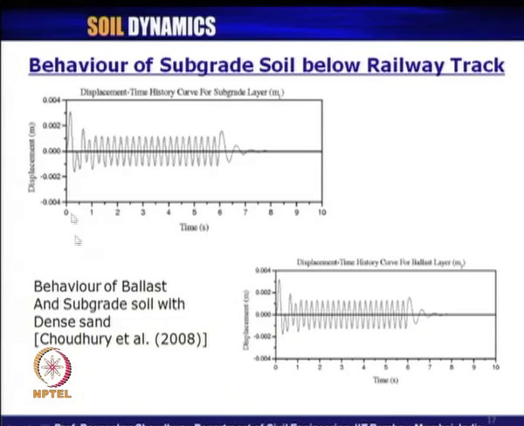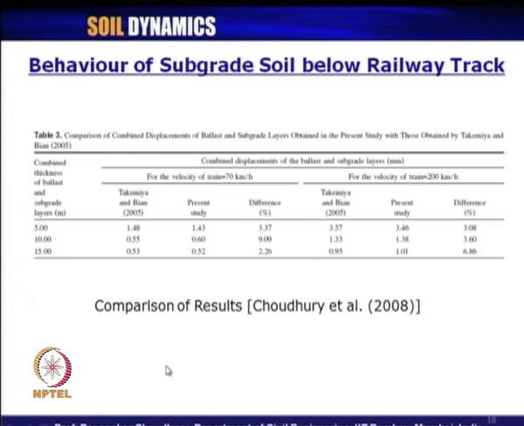Finally, the results have been obtained. You can see the profile of displacement for the subgrade layer with respect to time, and this is for the ballast layer. So, from this you can get how much maximum displacement is going to occur. We are concerned about this maximum value of the displacement. So, this is with the combination of ballast with the subgrade soil as dense sand. So, this is for dense sand and ballast combination. In that combination, these are the results which are coming up.